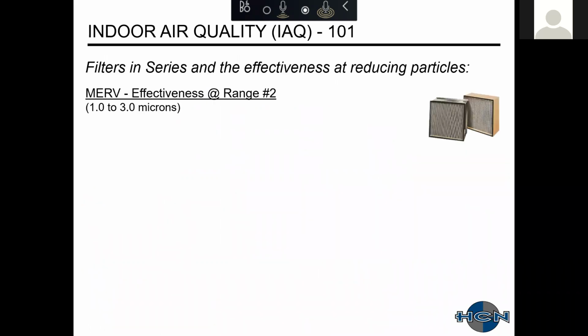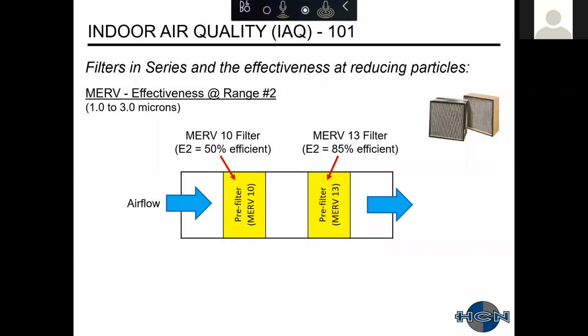So filters work in series with the effectiveness at reducing particles. Looking at range number 2, the E2 from 1.0 to 3 microns. Here's a cutaway view of a simple air handling unit. We have your airflow traveling from left to right. You have a MERV 10 pre-filter and a MERV 13 final filter, also in the upstream position. The E2 has a 50% efficiency from the chart, and then the MERV 13 has an E2 efficiency of 85%.